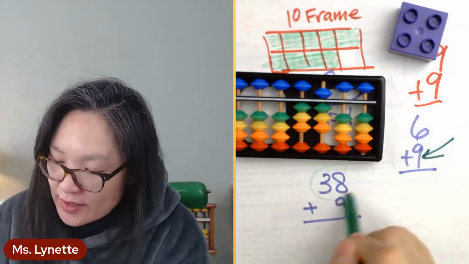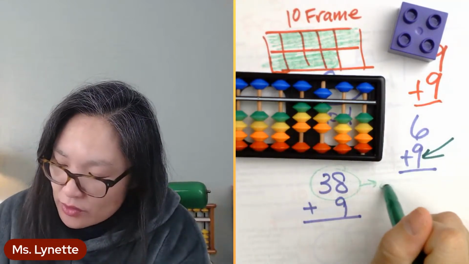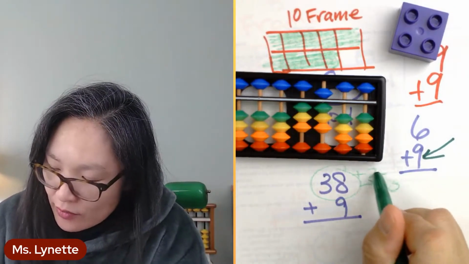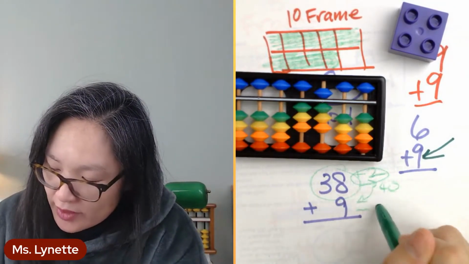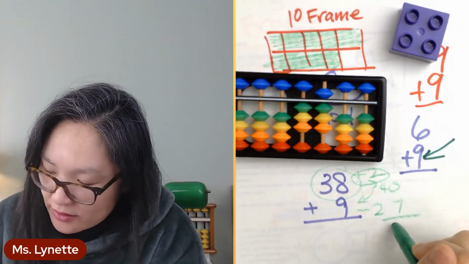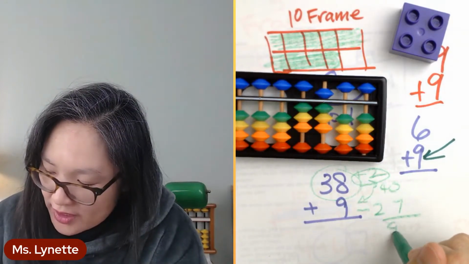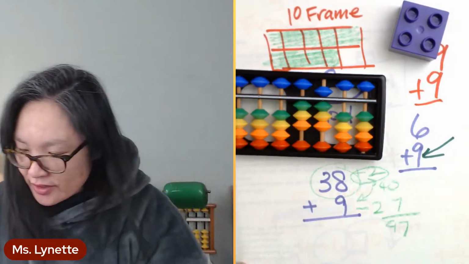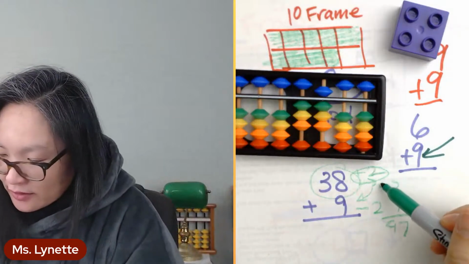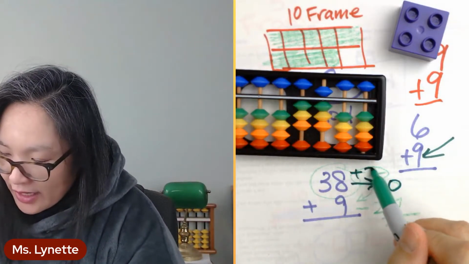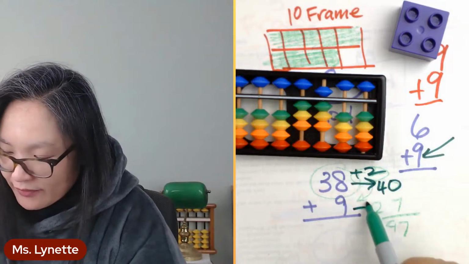Well, if this is a 10, I want to make it a 40. So that means I had to add a 2. And if I add a 2 up here, I have to take away the 2 here. So then it'd be 40 plus 7, which is 47. Can you see that? You should be able to see that. I should have used the other green. So that was the thing, 40. I had to plus 2, and if I plus 2 up here, I have to take away 2.